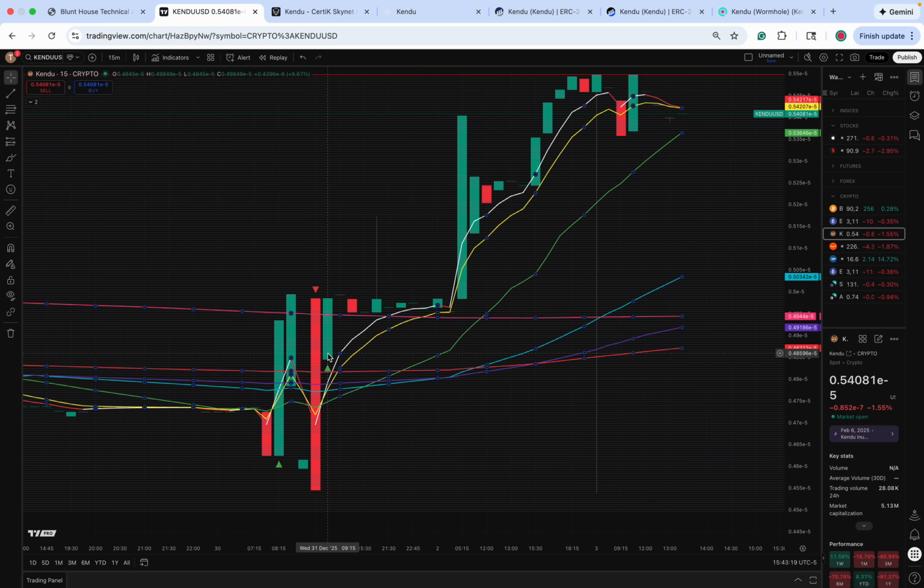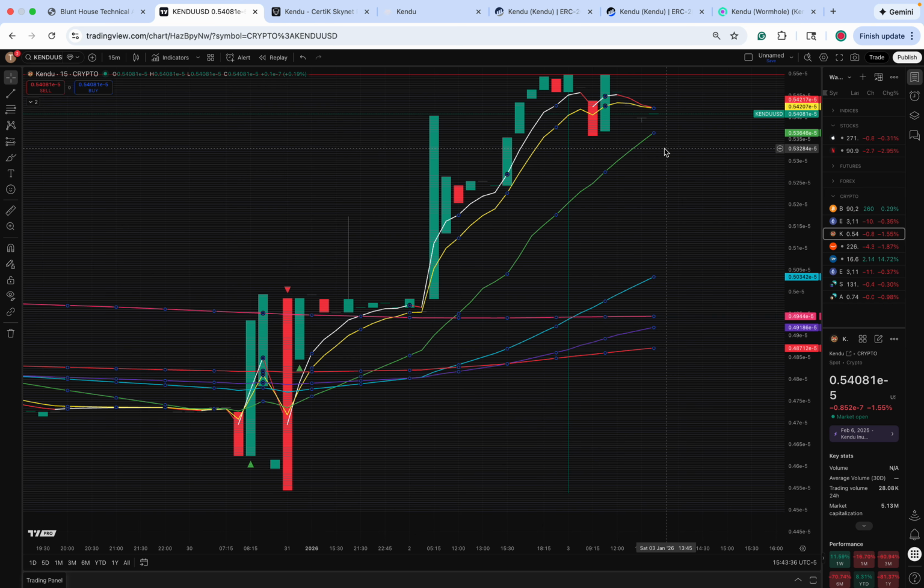What you see here when I started looking was that on the 15-minute we printed a buy signal on the 31st of December at about 9:15 Eastern, and it has held. And you see the bigger gap shows a larger trend.